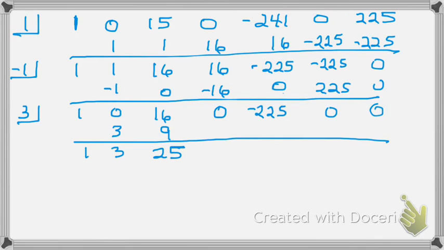Okay, so 3 times 25 is 75, and 75 times 3 is 225. 225 and negative 225 is 0, and of course I would get zeros all the way across if I continued. Okay, now I got negative 3.